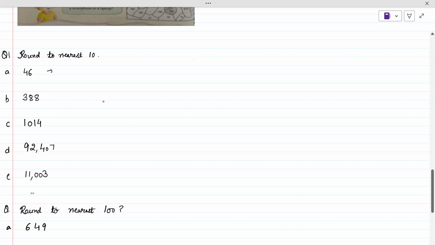So now kids, we know what rounding is, and now we are ready to round to the nearest multiple of 10, 100 or thousands. Okay? So let us start with exercise 1C. The very first question says that we have to round to the nearest multiple of 10.